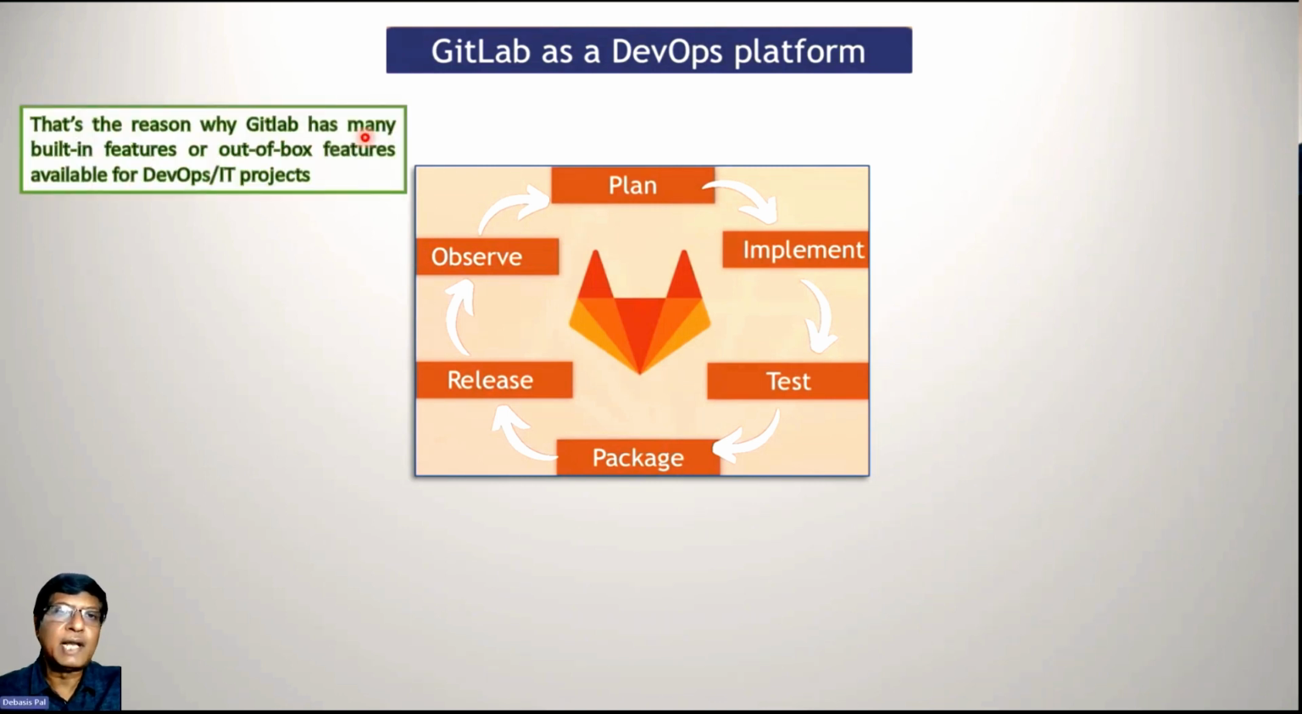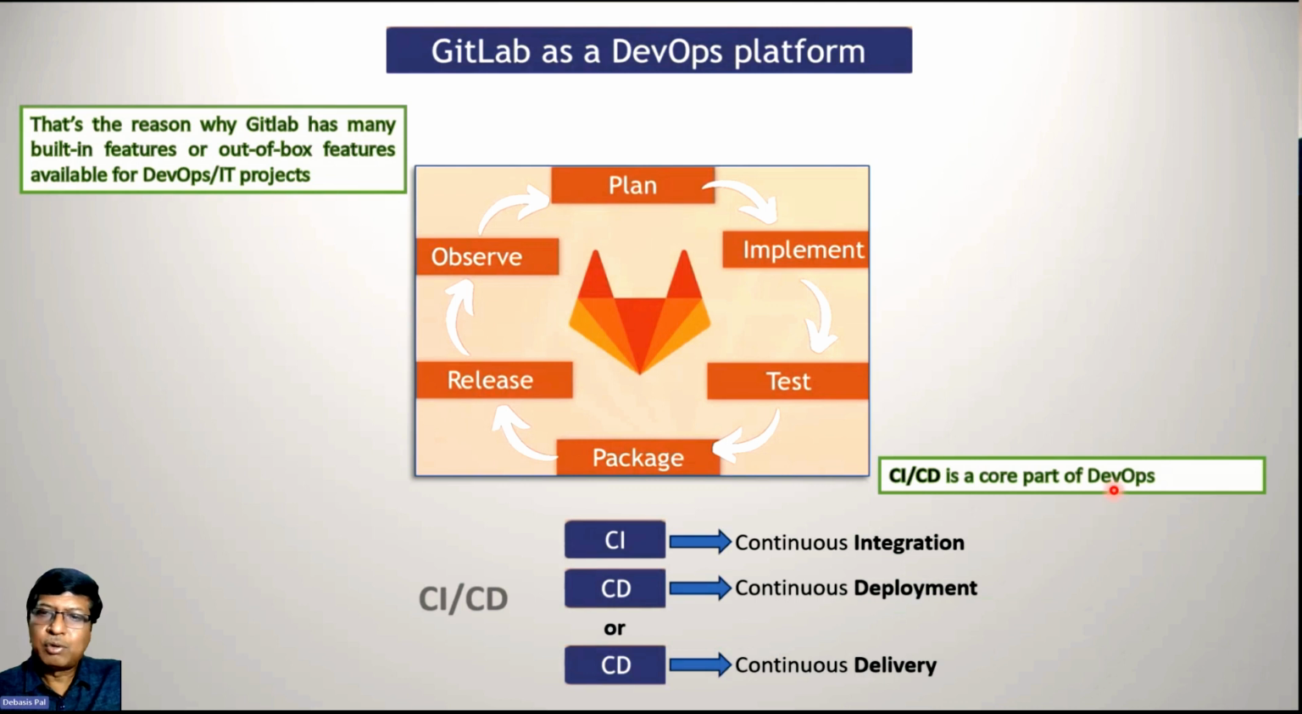That's the reason why GitLab has many built-in, out-of-the-box features available for DevOps and IT projects. Many, many features. Once we start exploring, you can just appreciate. And what is the core of that product? What is the heart of the product? The heart of GitLab is, of course, the CI/CD pipeline. CI means continuous integration, CD means continuous deployment or continuous delivery.